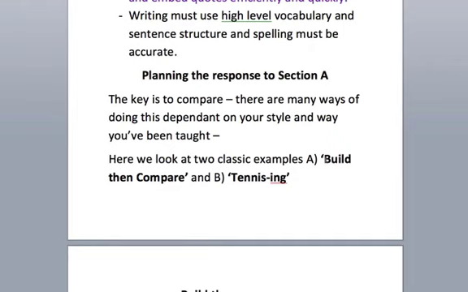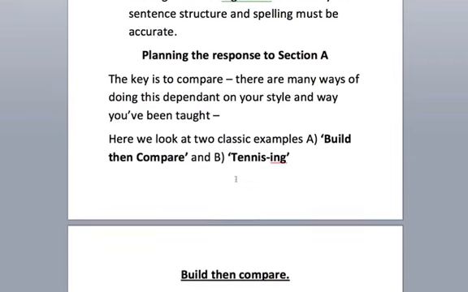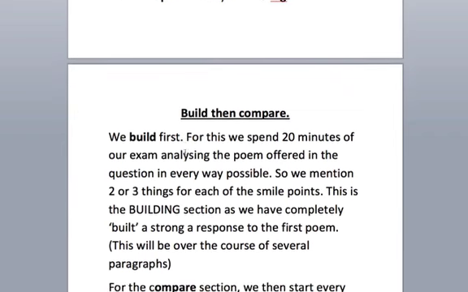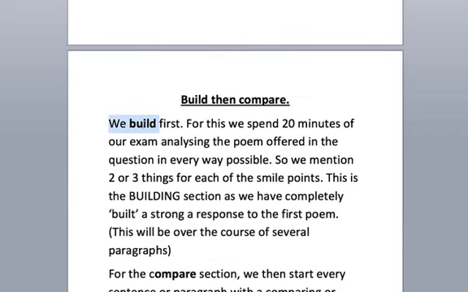So we're going to look at two classic examples and obviously just give them a name so you know what it is you're doing. So first we're talking about build and compare, and B, we're looking at tennising. So for build and compare, obviously the idea here is to build first, and for this we spend 20 minutes of the exam simply analysing the first poem. Whatever the one in the question is, you just write your heart out about that.